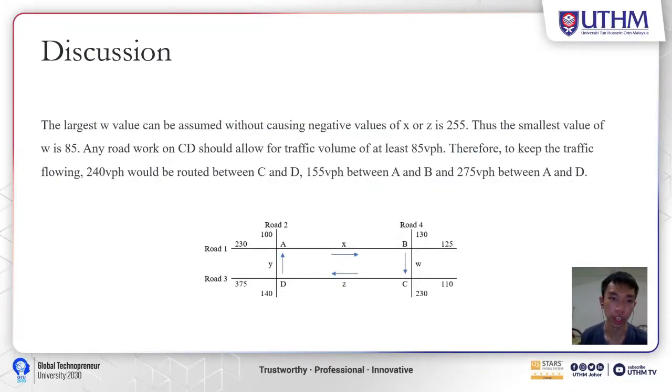For the discussion, we can assume that the largest value of w without causing negative values for x or z is 255, and the smallest value of w is 85. Any work on road CD should allow traffic volume of at least 85 vehicles per hour. Therefore, to keep the traffic flowing, 240 vehicles per hour should be routed between C and D, 155 vehicles per hour between A and B, and 275 vehicles per hour between A and D.